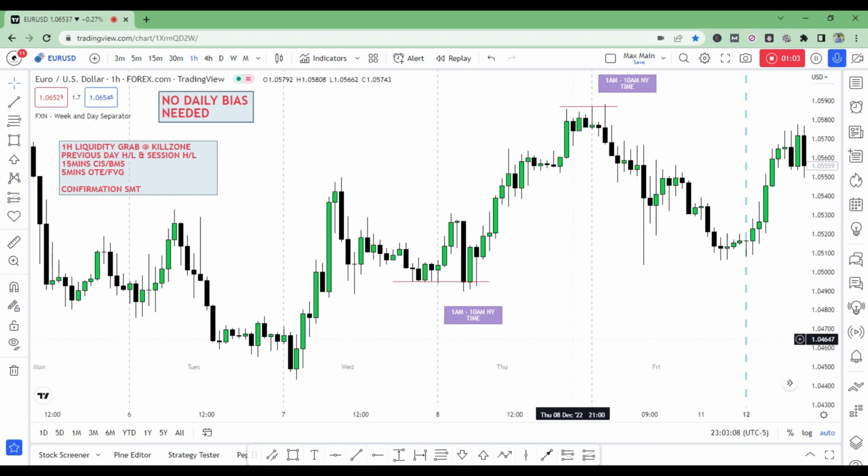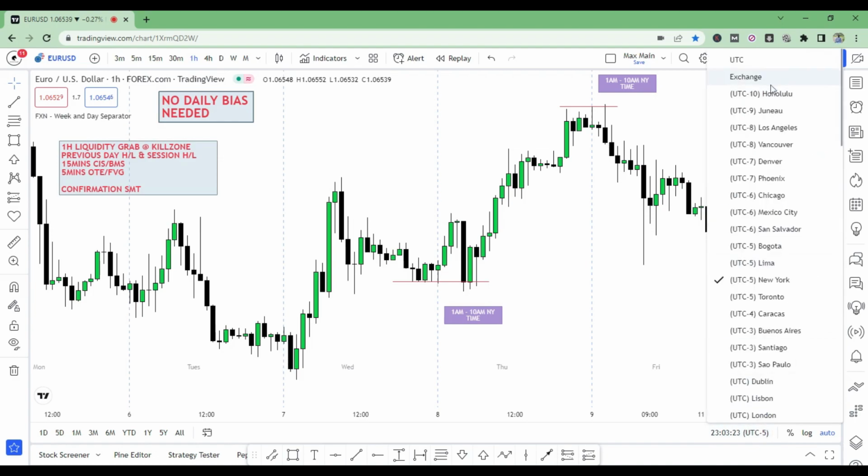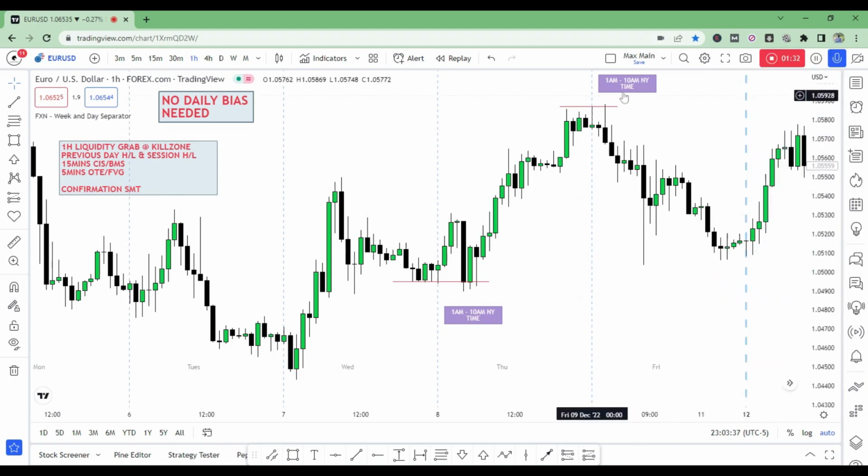Even before you go any further, maybe I can just touch base on what the kill zone is all about. If you look at the time down here, I've set my time zone to UTC minus 5. Essentially, I select the New York time, so anything I discuss concerning time is going to be referring to the New York time only.